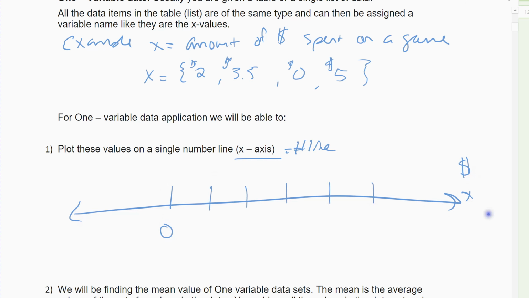We just plot the points. These represent my x values, are all possible x values. These are the actual x values I did. So one of my x values was at 0, so there's 1 point at 0. Another x value was at 2, so there's my second point, which was at 2. Then 3.5, 1, 2, 3, so 3.5 would be there. And then 5. So it's just that simple, just plotting points on my line. So there are my points that represent my dollar amounts in my one variable set.